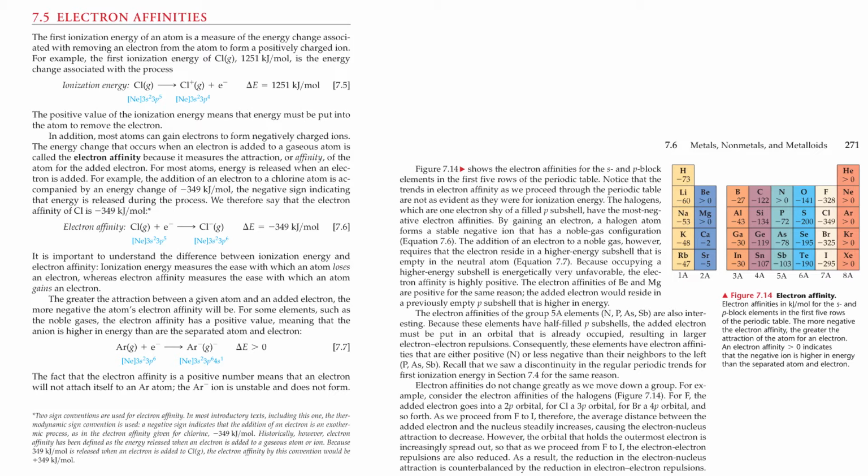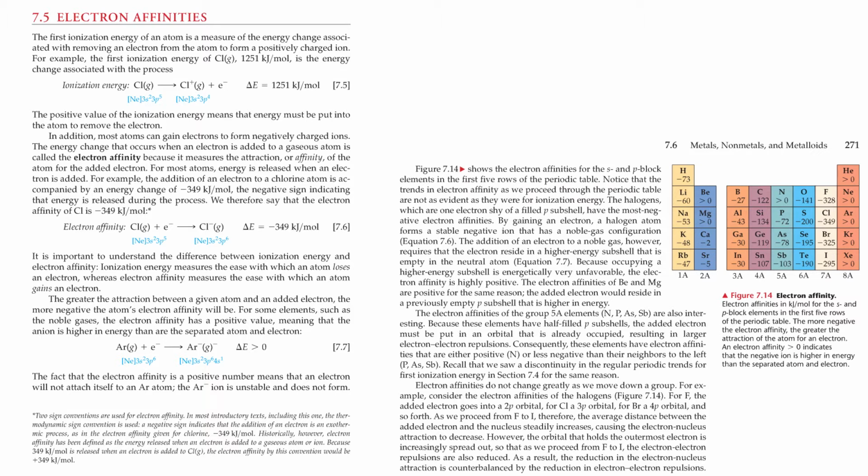The addition of an electron to a noble gas, however, requires that the electron reside in a higher energy shell that is empty in a neutral atom. Because occupying a higher energy subshell is energetically very unfavorable, the electron affinity is highly positive. The electron affinities of beryllium and magnesium are positive for the same reason. The added electron would reside in a previously empty p subshell that's higher in energy.